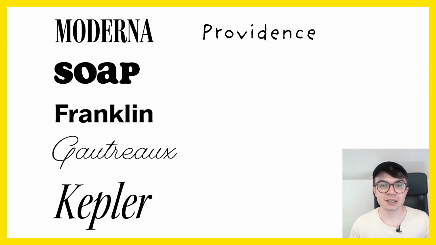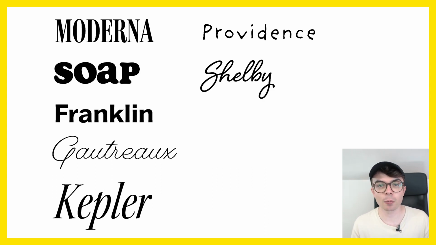Number 4 on this list is another great script font. It's called Shelby. Shelby is your go-to if you're doing neon signs, if you're doing things that have some effects on them like glow, outer glow or inner shadow or anything like that.